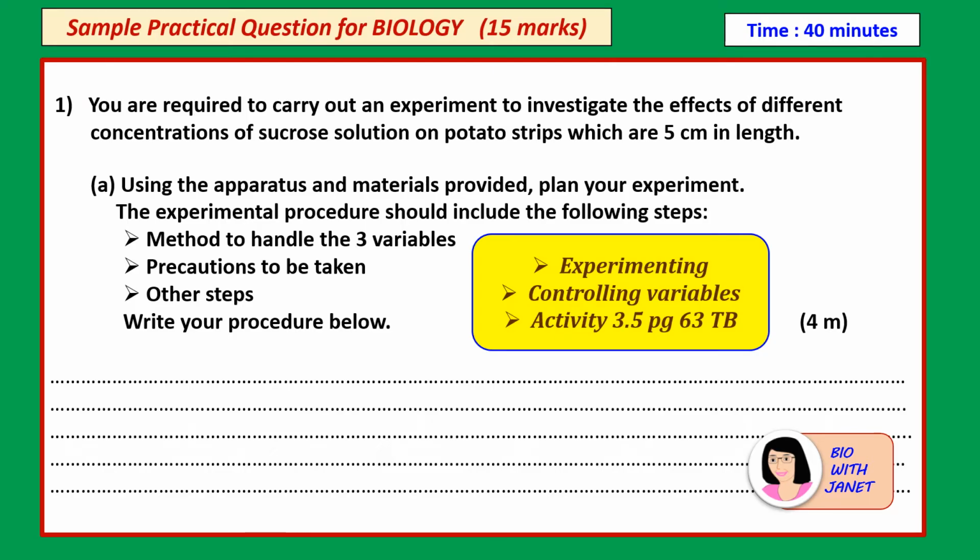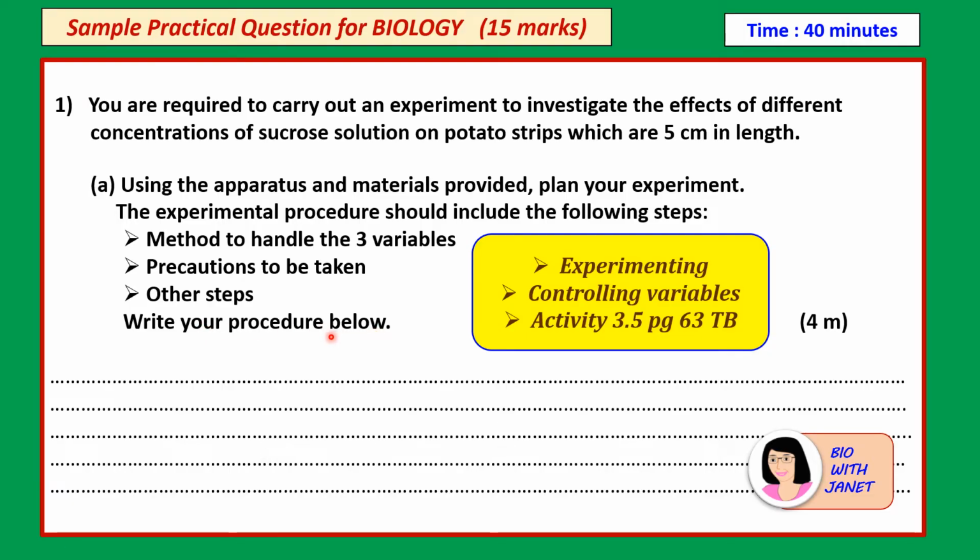Let's try out a sample practical question for biology. Total number of marks is 15 marks, and the time is 40 minutes because 5 minutes has been used for checking the apparatus and materials. Let's read the question. You are required to carry out an experiment to investigate the effects of different concentrations of sucrose solutions on potato strips which are 5 cm in length. A. Using the apparatus and materials provided, plan your experiment. The experimental procedure should include the following steps: method to handle the 3 variables, precautions to be taken, and other steps. Then write your procedure below.